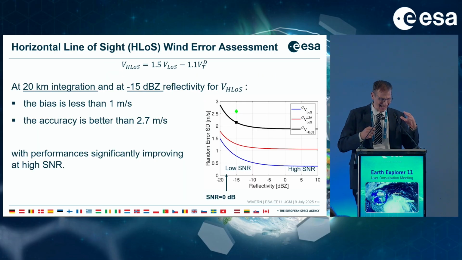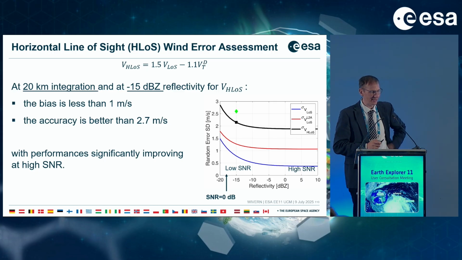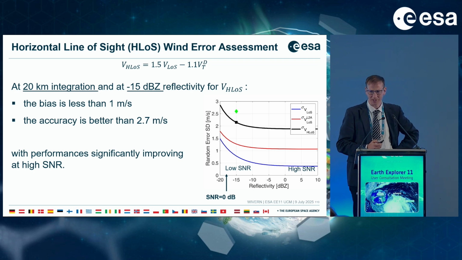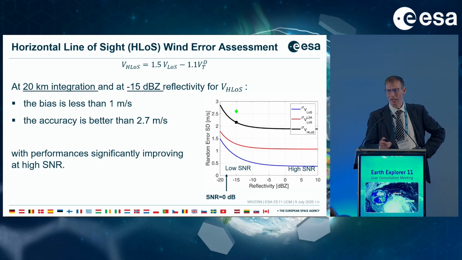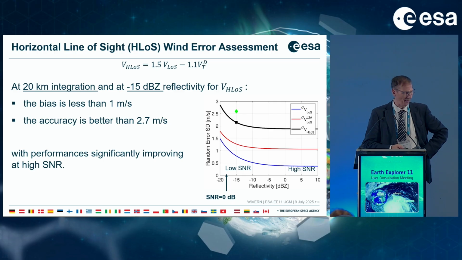So as a summary of performance of this product, which is very, very important, at 20 kilometer integration, for the reference reflectivity that we have, the bias is less than a meter per second, the accuracy is better than 2.7 meters per second. Just remember that the actual performance is the black curve, so we will perform much better at high SNR.